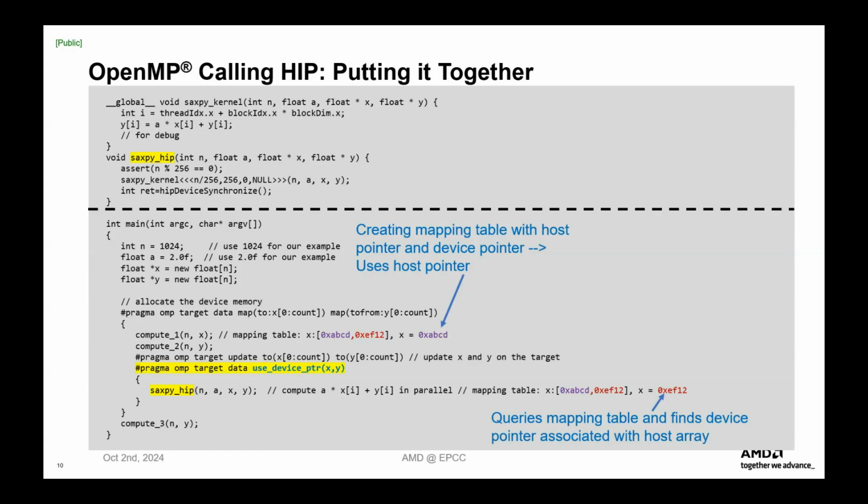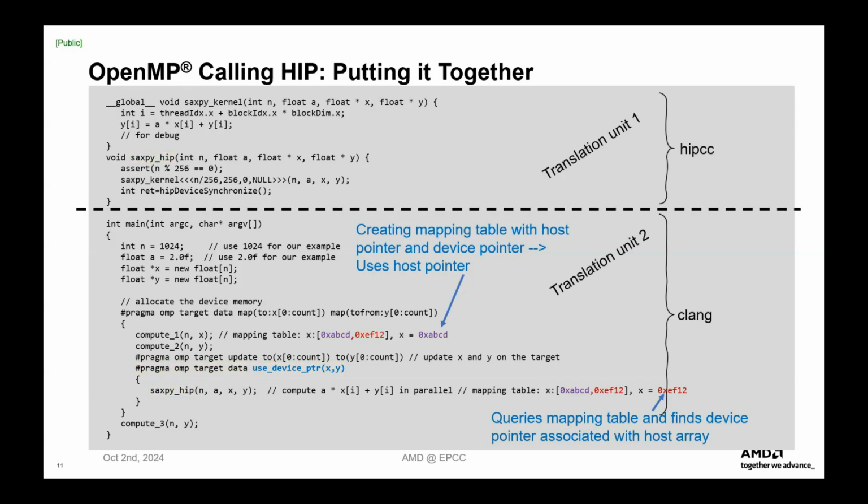So for the compute 1 and compute 2, the pointers which are used are pointing to host memory. But for the SAXPY HIP, we want to run it on the device, so it needs device pointers. So we have to ensure it gets a device pointer by the pragma OMP target data use_device_ptr. Otherwise, on discrete GPUs, you will get a segmentation fault because it can't find the memory.